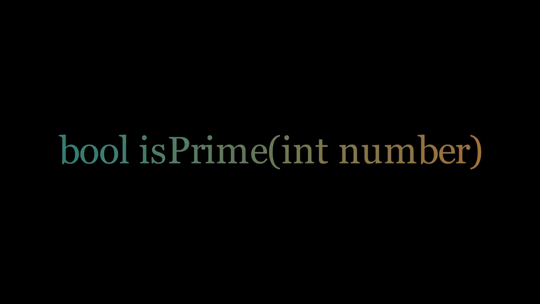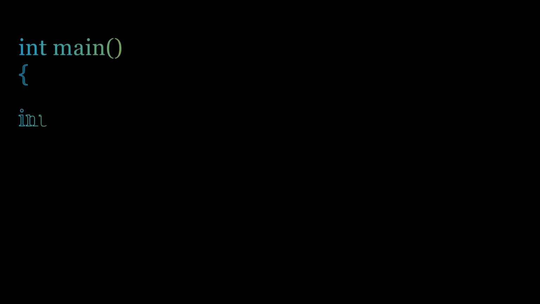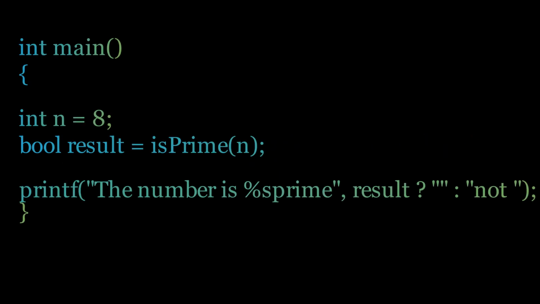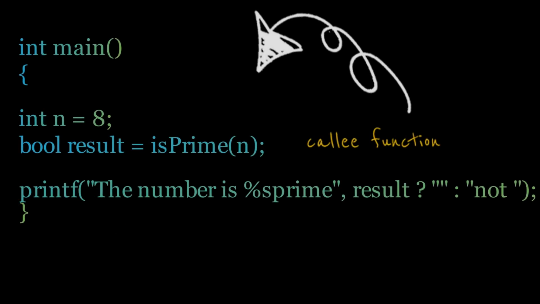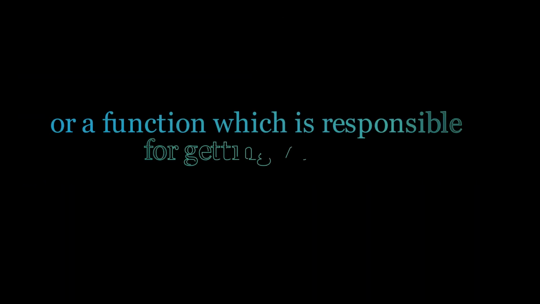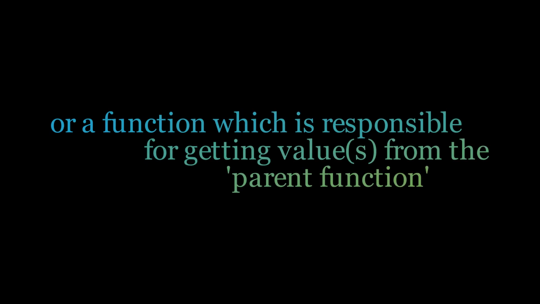Now let's say we have another function which requests a value from our parent function. Well, not to make you confused, this is our parent function and that is our callee function, or a function which is responsible for getting values from a parent function. So we have two types of statements. One is return true and another is return false.